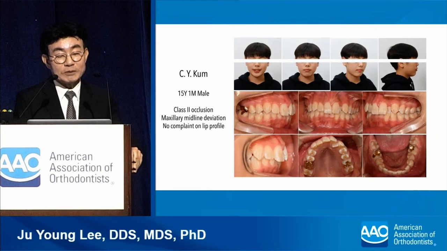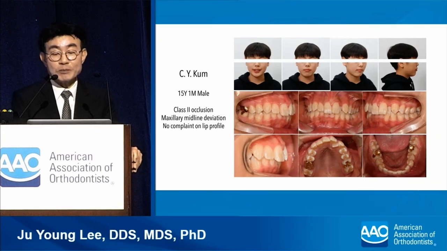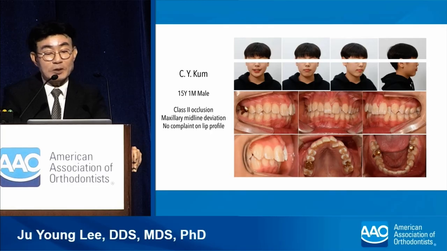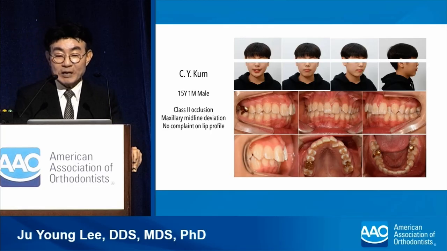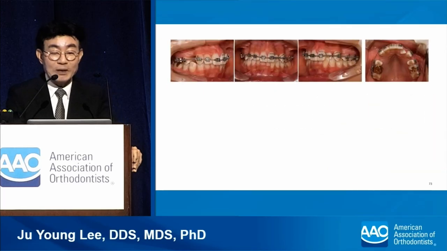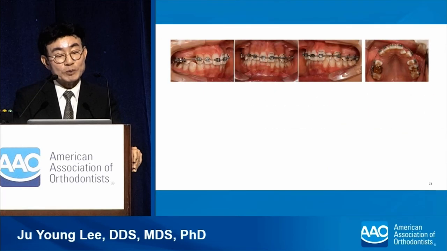TAD-supported pushing force can also be used to improve maxillary anterior asymmetry. The midline was displaced to the left as the maxillary lateral incisor was placed lingually with crowding, and the canine and posterior teeth were showing class 2 occlusion. Maxillary premolars were extracted, and mini-tubes were used to improve lateral incisor crowding.